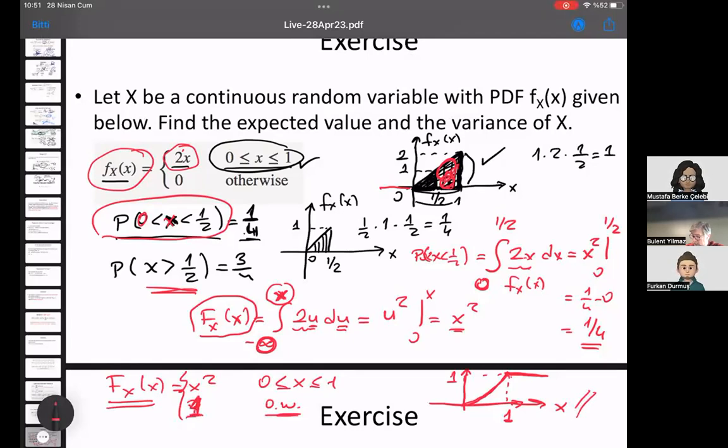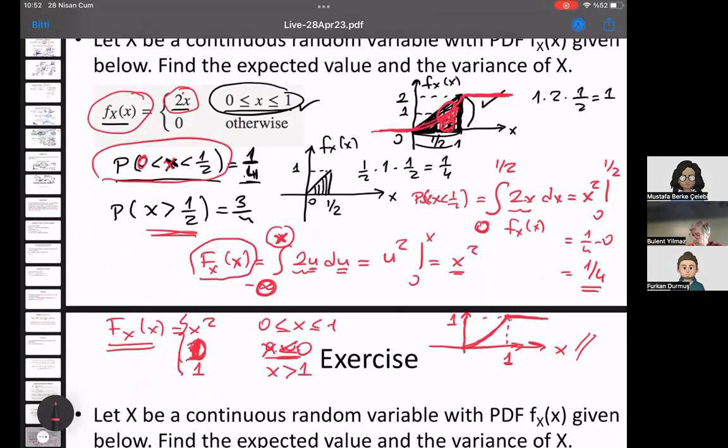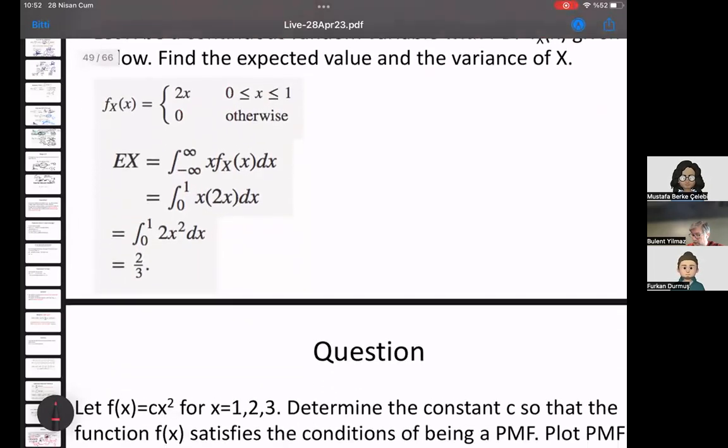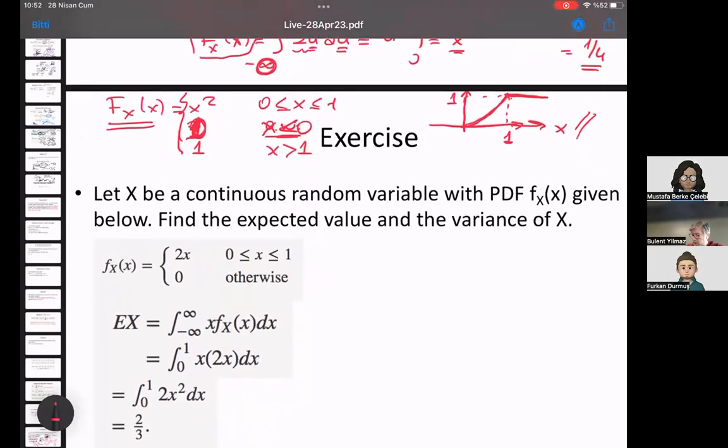Like before 0, so let me write x less than 0. It should be 0. X greater than 1, it should be equal to 1. So if you take the integral of this, it will be 0 and then increase and reach 1, and it will always be 1 after a value which is 1. Okay, so I hope you got the main idea, arkadaşlar.